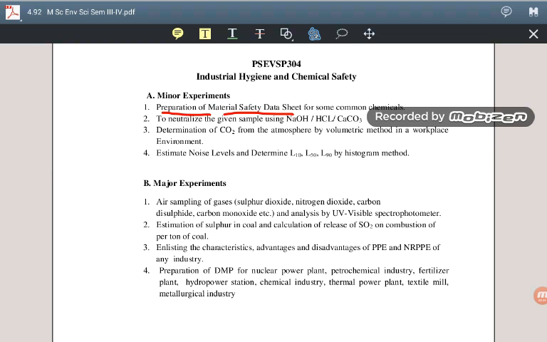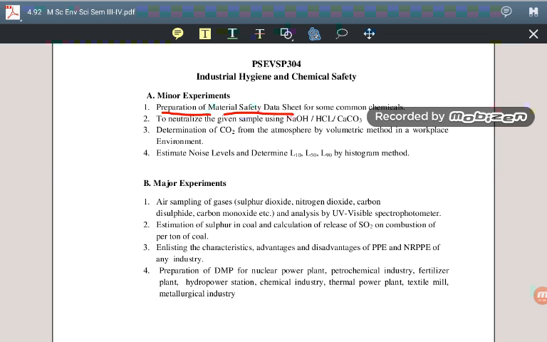So we have to list certain common chemicals, for example ethyl alcohol, chloroform, potassium dichromate. These are chemicals which are used in the laboratory most often. So we have to prepare the material safety data sheet. It means we have to prepare the information related to certain chemicals, and that is said to be the material safety data sheet. It means how to handle these chemicals is written in that data.